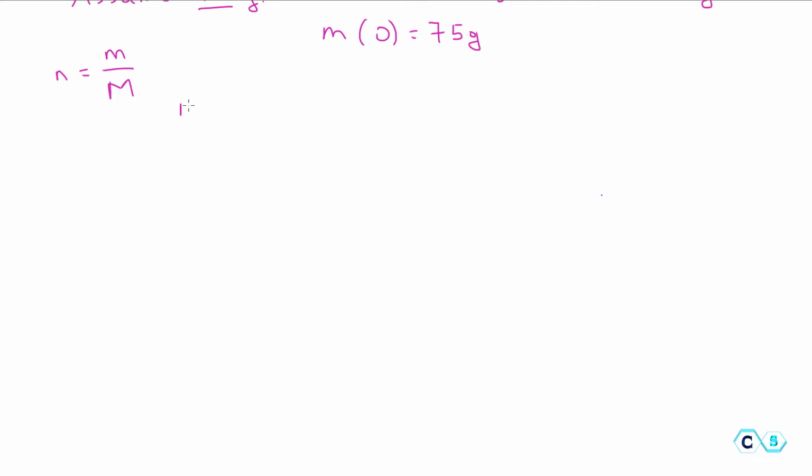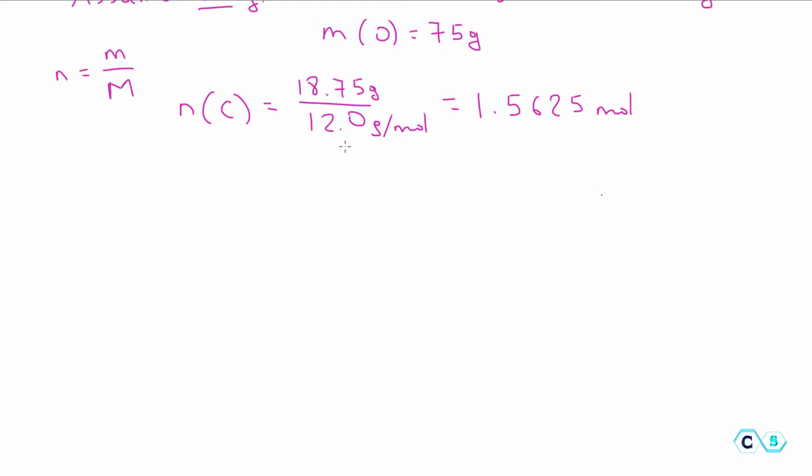So let's write this down. The number of moles of the carbon is equal to 18.75 grams divided by 12.0 grams per mole, the molar mass of the carbon, and this is equal to 1.5625 moles. Now, one thing here is that I would advise ignoring the significant figures for empirical formula calculations, because the more numbers you have here, the easier it is to determine the empirical formula. So for a moment, let's ignore the significant figures.